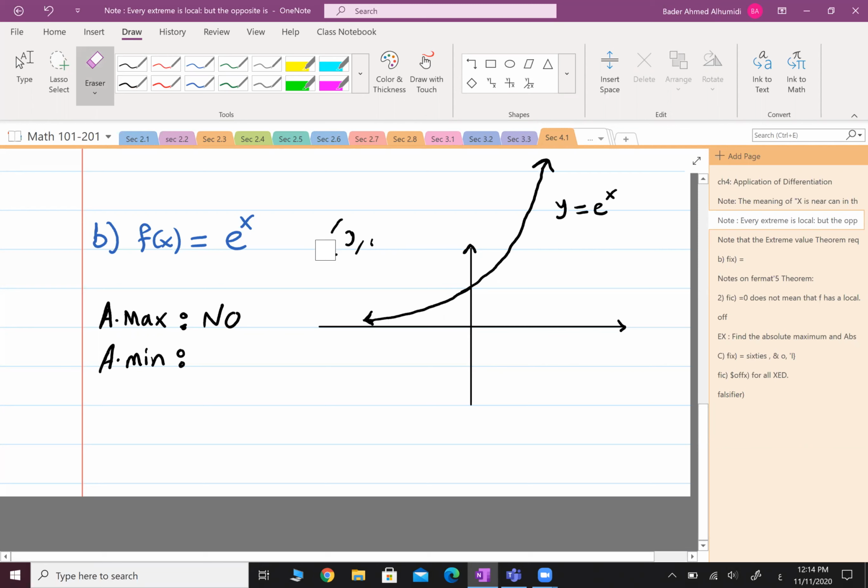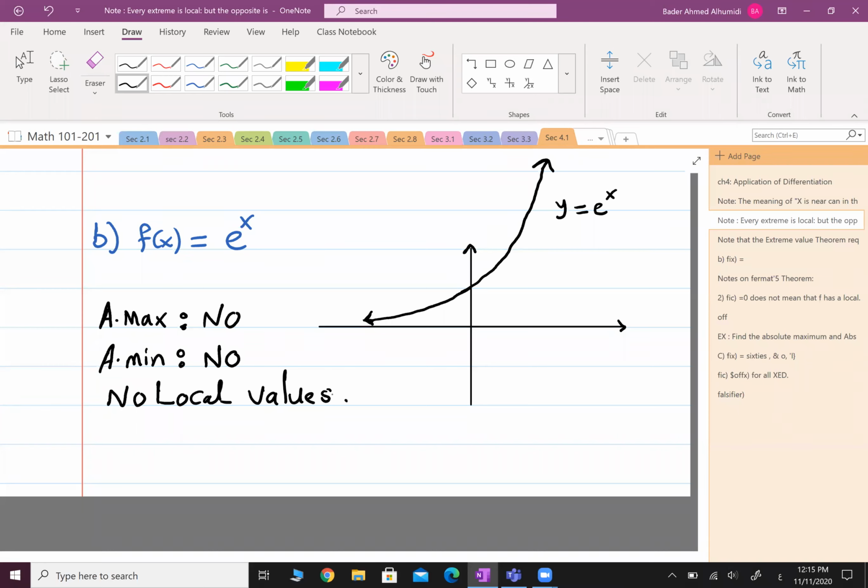We said yesterday that in mathematics we call this number 0 the infimum of the function. It is not a minimum, but it is the infimum. So we have no extreme values, no maximum, no minimum. Very good. What about local values? No local values also. There is no local maximum, no local minimum. So we have neither extreme values nor local values.